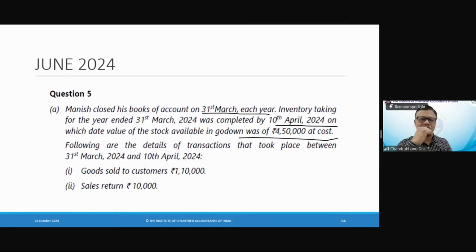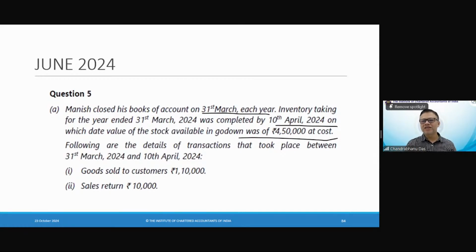I would like to ask the class now, whether we are calculating the opening stock or the closing stock. Yes, Aman Gupta, tell me. Sir, we will find opening stock here. Very good, Aman. You have to find the opening stock.